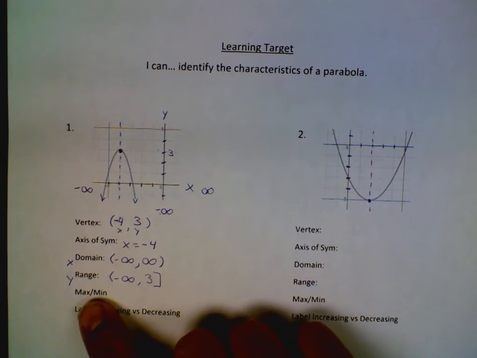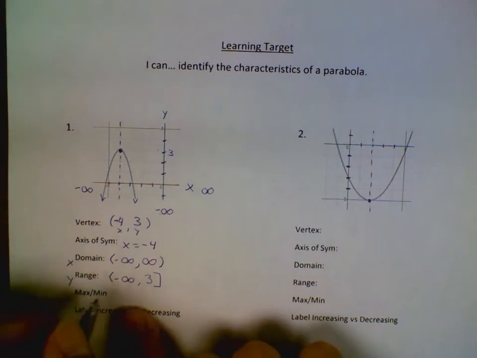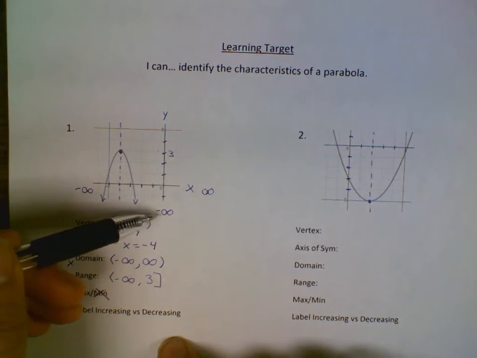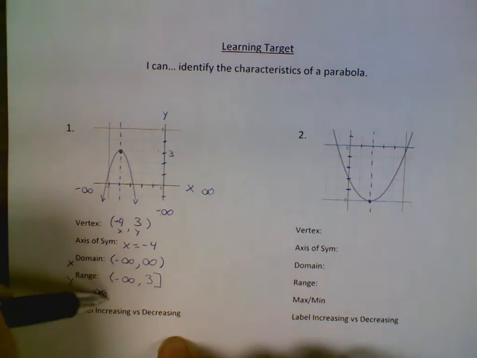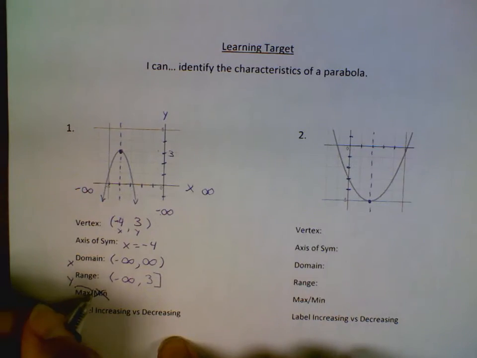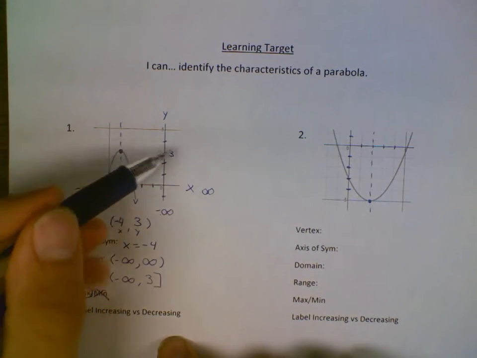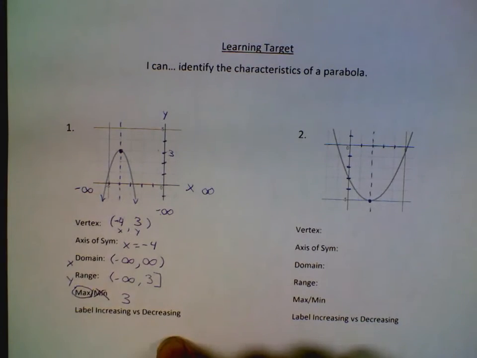Moving on then to max and min. In this case, we will not have a minimum, right? Because it's just going to keep going down. It's headed to -infinity. It just keeps getting lower, so there's no minimum. But we do have a maximum, okay? The maximum height, like we said, is at 3. So our max would be 3 there.